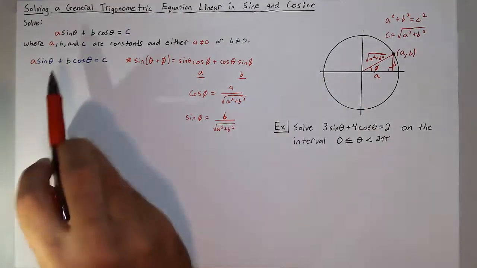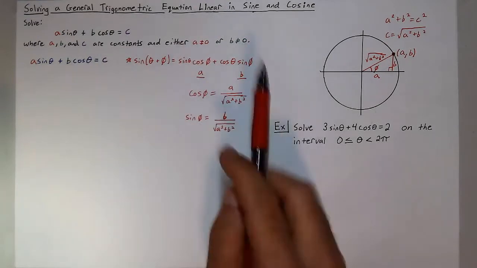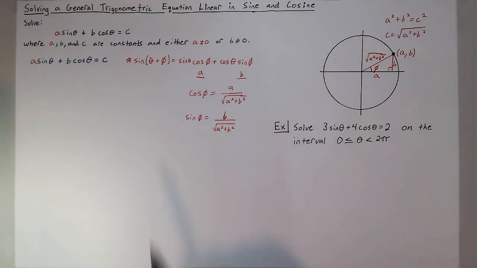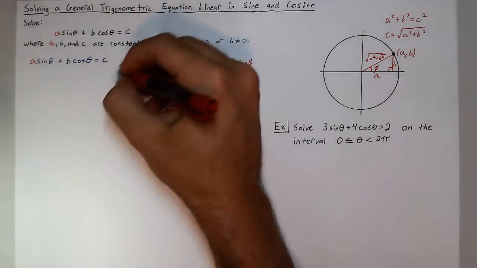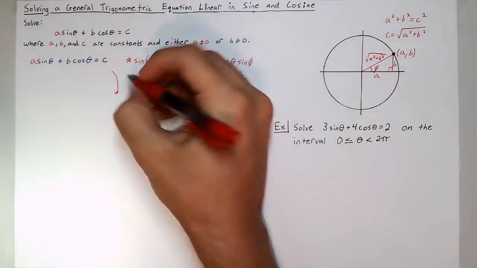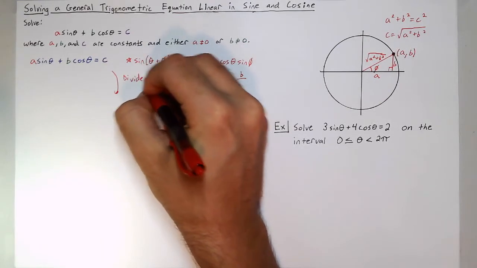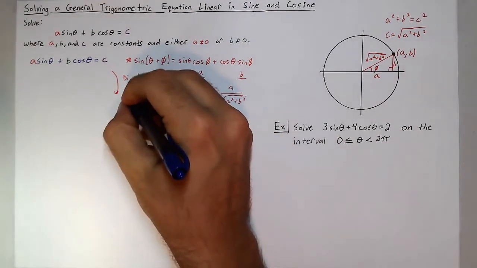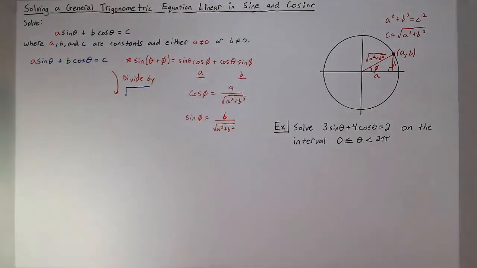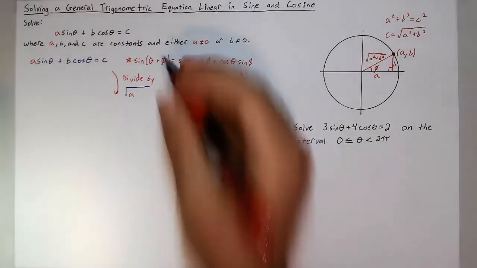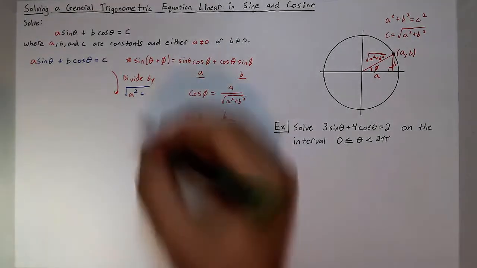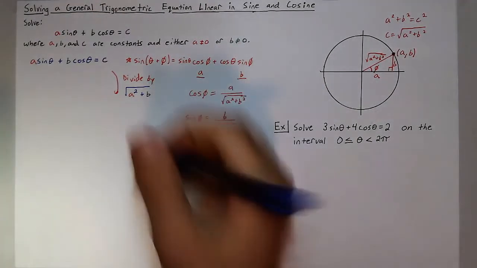So when I go back to my equation, I'm seeing here, if I divide by the square root of a squared plus b squared, I can get a particular angle on the unit circle. So let me go write down that step. So we're going to divide by the square roots of a squared plus b squared. A very specific number.